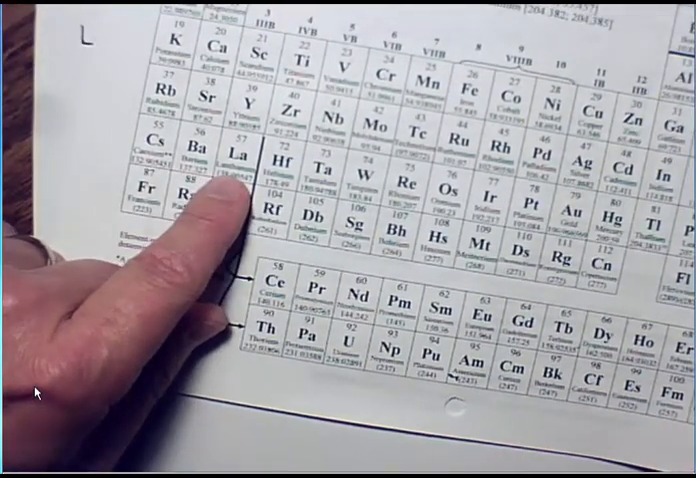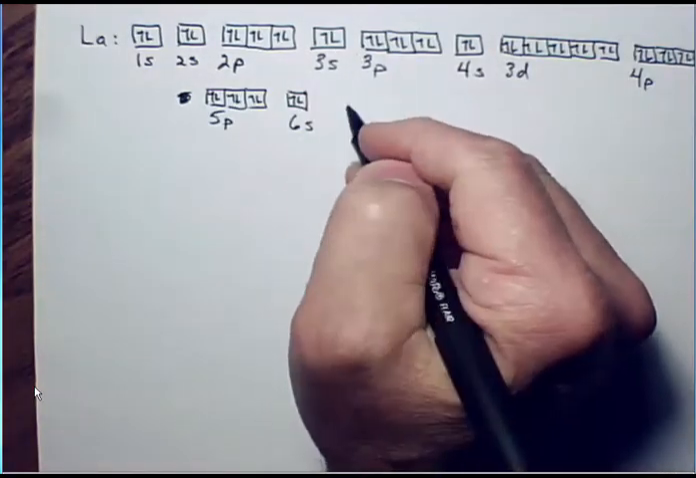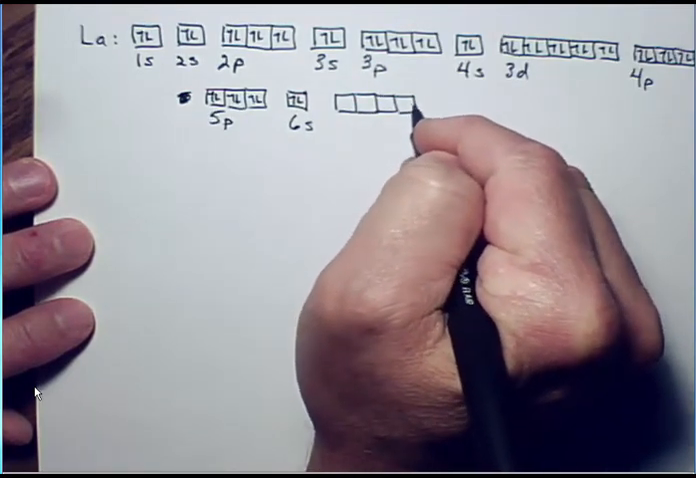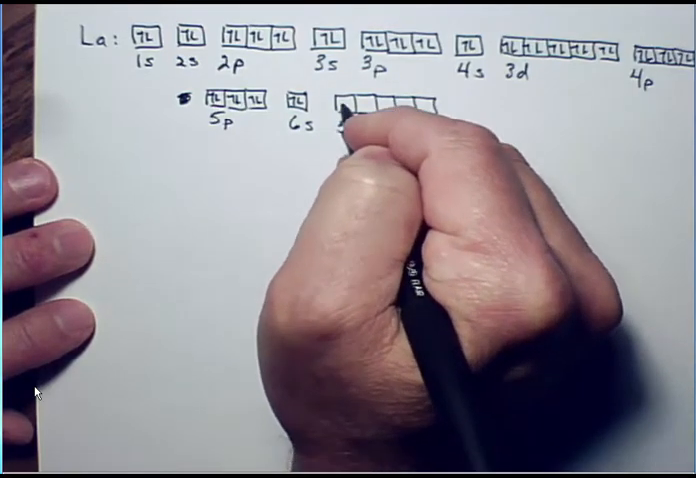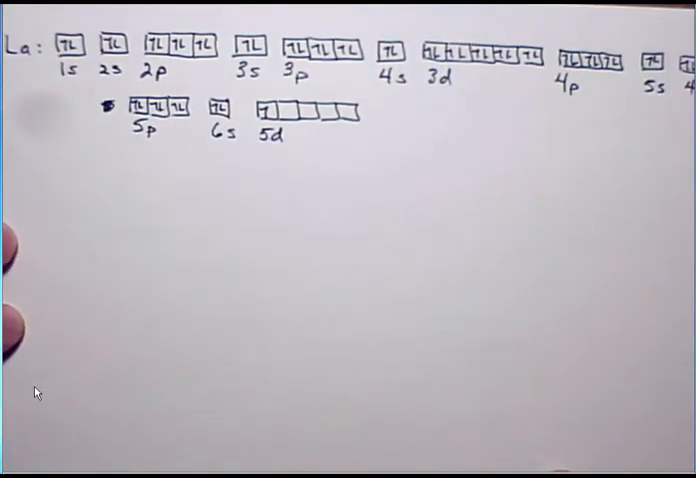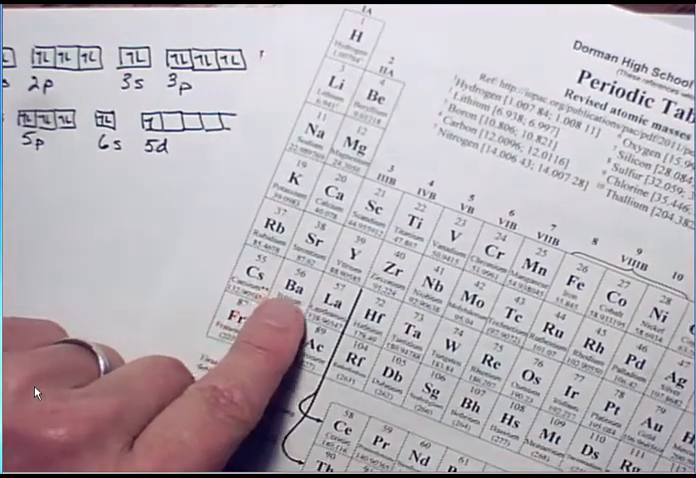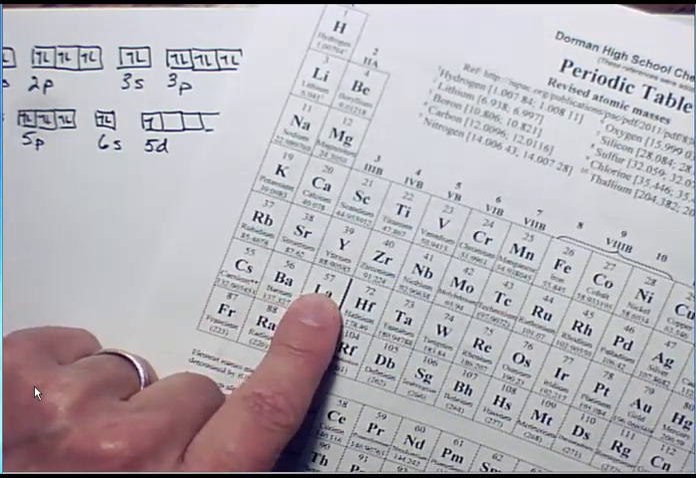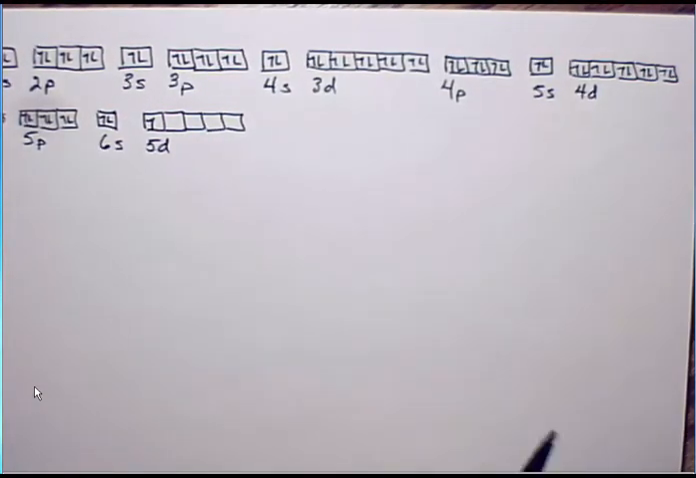After 6s here, this is 5d. And we only need 1 electron for lanthanum. After 6s, you come to 5d. This is 6s right here, and then you drop back 1 level when you get into this d sublevel region. And we don't do f sublevel regions, at least in this class, so that's as far as we need to go.